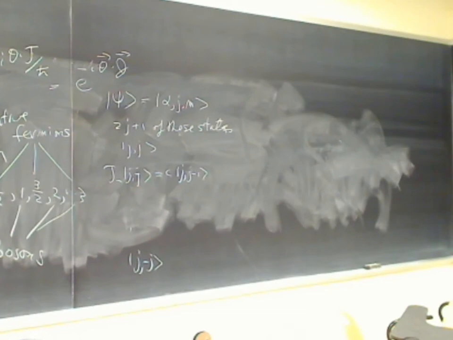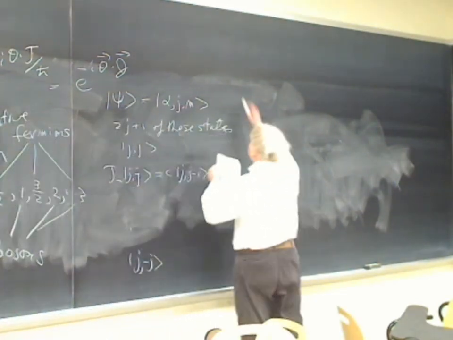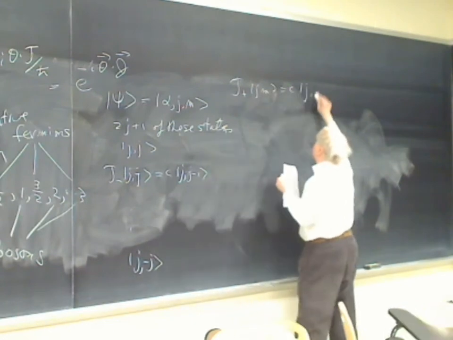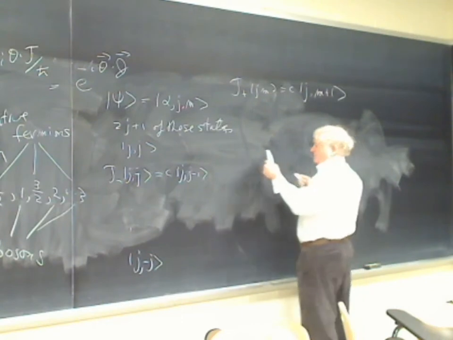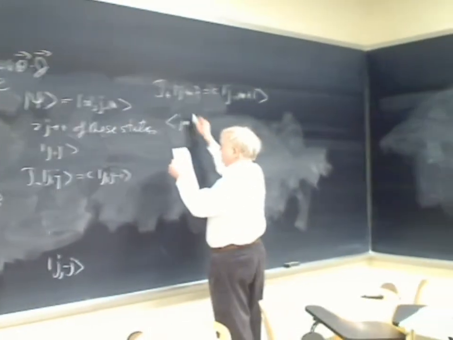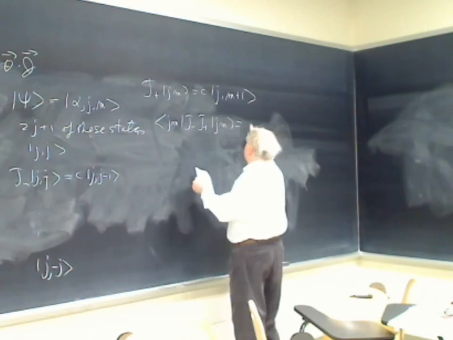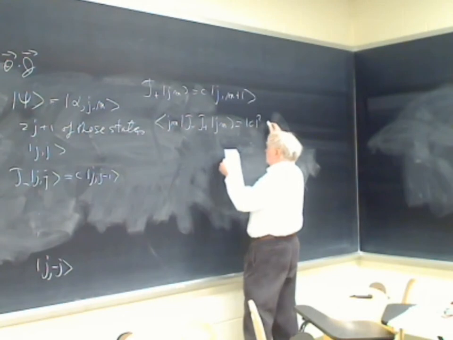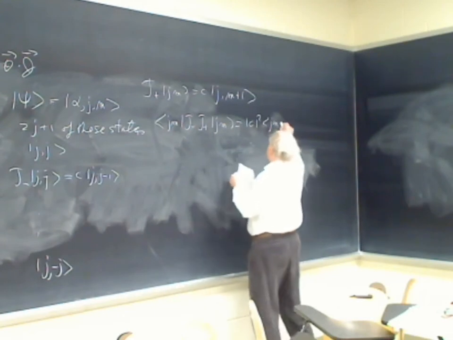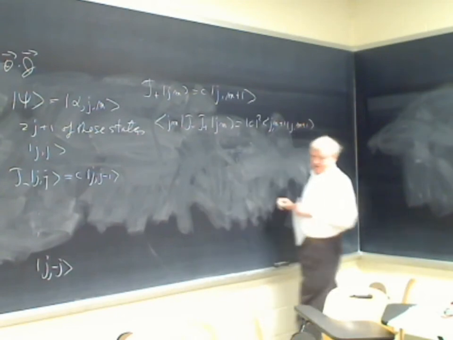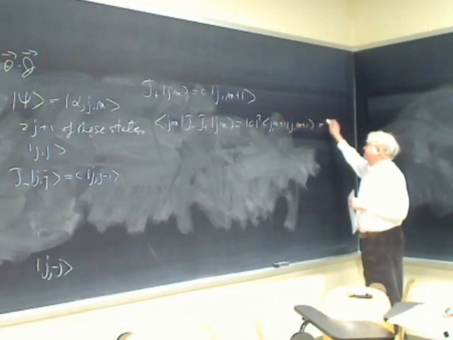All right, now a little bit about that normalization. We saw, well, let's just write this thing. J plus acting on |j,m> is then some constant times |j, m+1>. So what's the constant? Well, <j,m| J minus J plus |j,m> is going to be the absolute value of C squared times <j,m+1|j,m+1>, but these states we're going to take to be normalized, and so this is just equal to |c| squared.